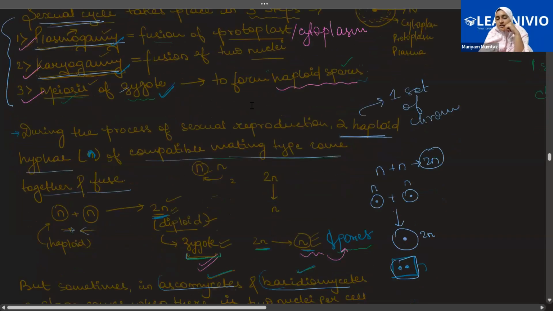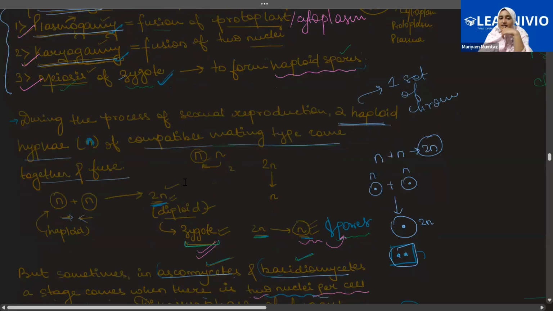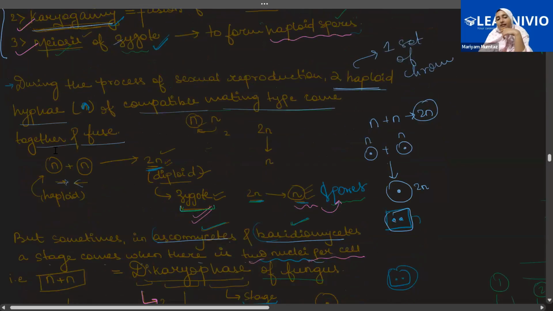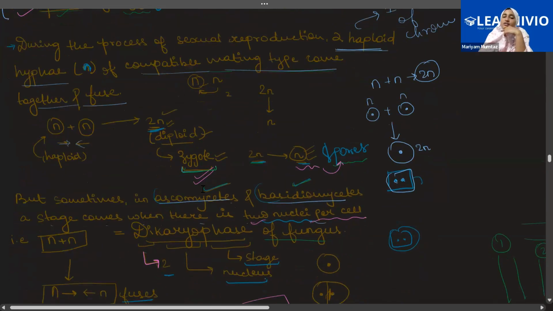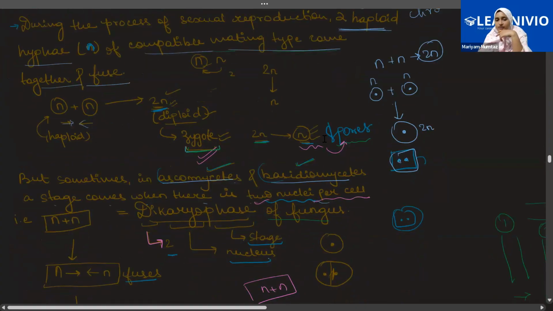Now, during the process of sexual reproduction, 2 haploid hyphae. Haploid, you understand? Diploid and haploid. Haploid means 1 set of chromosome. Diploid means 2 sets of chromosome. So, during the sexual reproduction, the 2 haploid hyphae of compatible mating type, they come together and then they fuse. And after they fuse, a diploid zygote is formed. And then this diploid zygote undergoes division to form haploid spores.